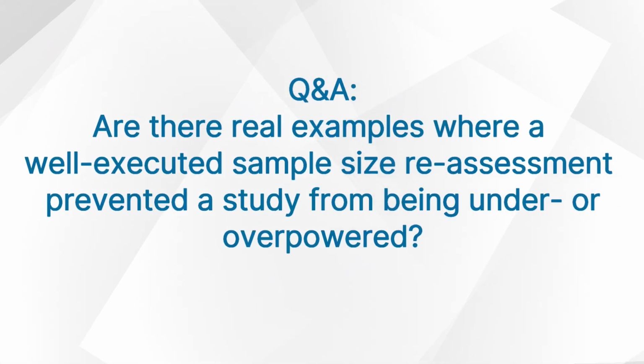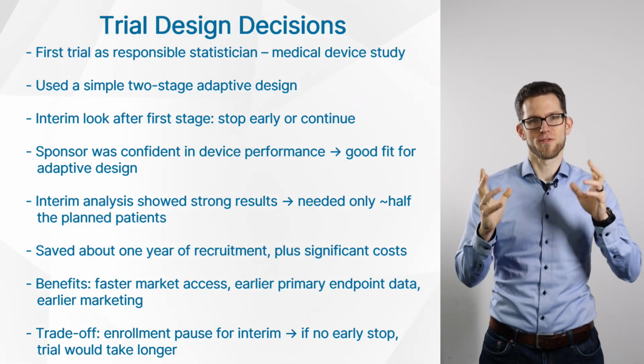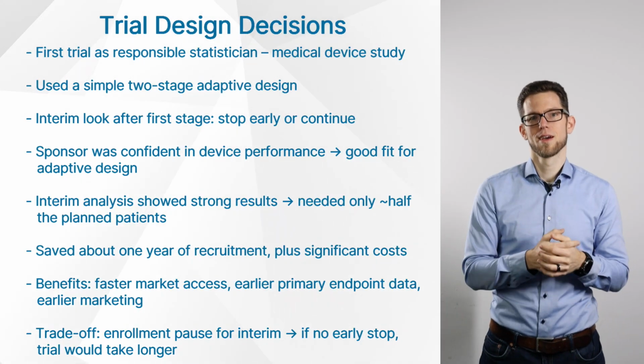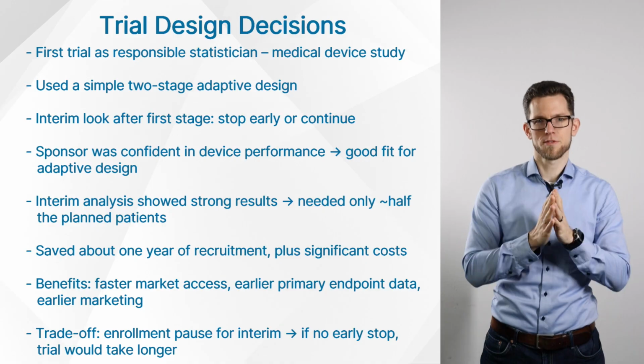Are there real examples where a well-executed sample size reassessment prevented a study from being under or overpowered? I have very fond memories of my very first clinical trial that I ran as the responsible statistician. It was for a medical device, and we ran an adaptive trial design.